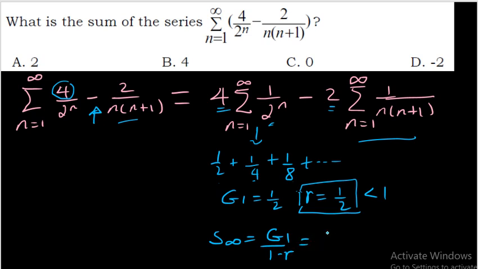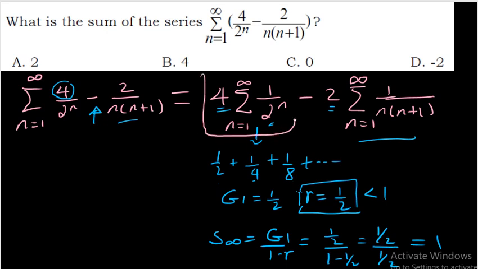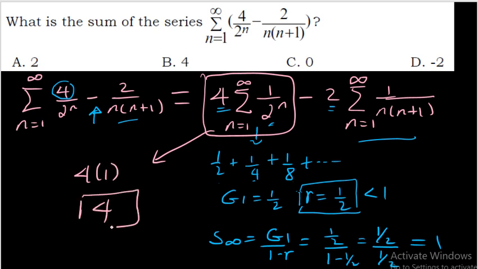That means G1 is 1 over 2, over 1 minus 1 over 2, which will be 1 over 2 over 1 over 2 when you subtract 1 minus 1 over 2, which is equal to 1. So in another way, the first series, this one, is going to be 4 times 1, which is 4. Let's keep it, the first part. Then when you go to the second part, we have to go to a new page.